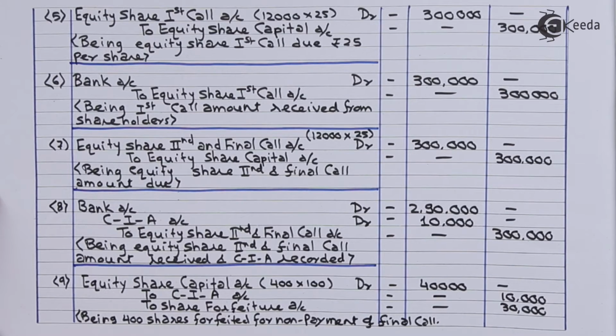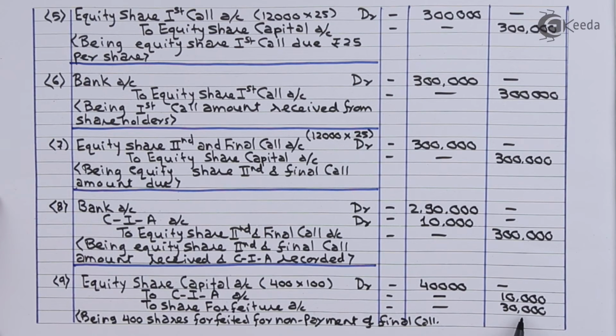Finally, the company forfeited those 400 shares. Entry for forfeiture will be equity share capital account debit 400 shares, till now 100 rupees called up, so 400 multiplied by 100, 40,000. To calls in arrears account, at the time of final call, calls in arrears were 10,000, so to calls in arrears 10,000. To share forfeiture account 30,000.